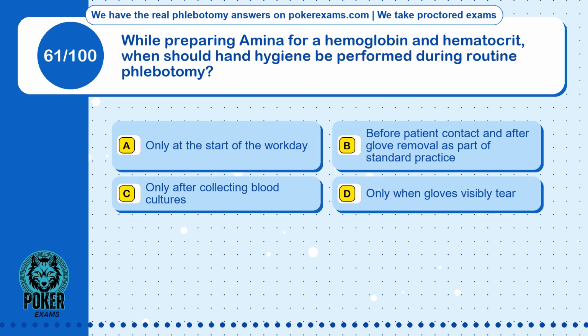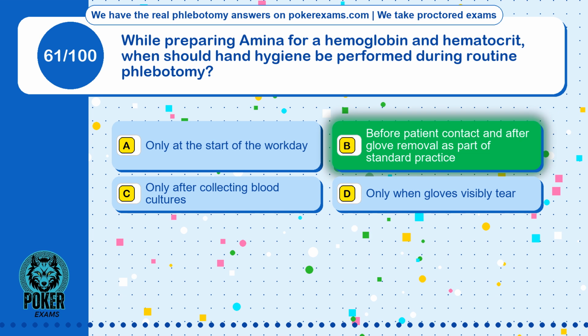Question 61. While preparing Amina for a hemoglobin and hematocrit, when should hand hygiene be performed during routine phlebotomy? Option A. Only at the start of the workday. Option B. Before patient contact and after glove removal as part of standard practice. Option C. Only after collecting blood cultures. Option D. Only when gloves visibly tear.